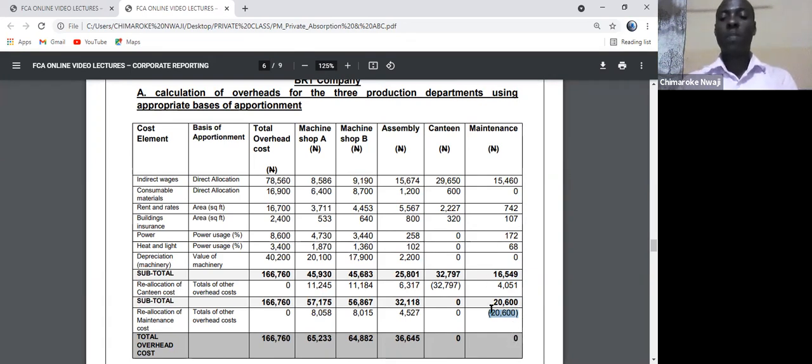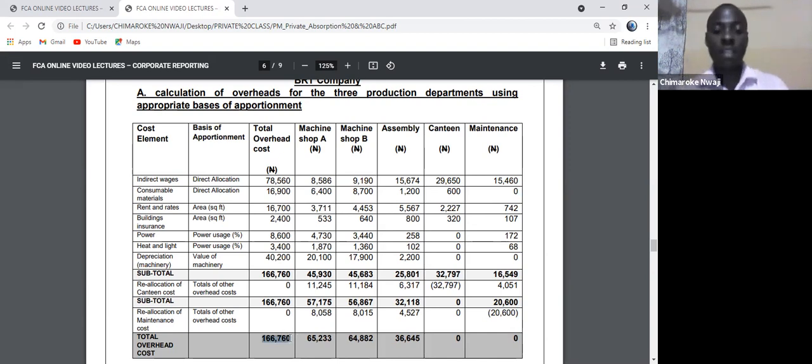By the time you recompute again, your maintenance is 0, canteen is 0, so there is no service department cost. Your assembly cost has increased slightly. Your machine cost has increased. Your two machine costs have increased. And your total figure is still the same.